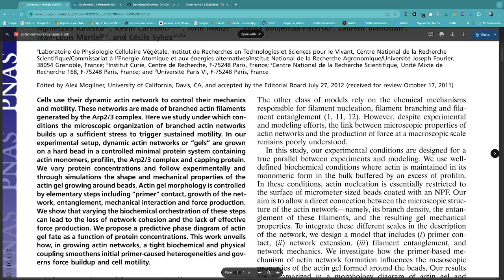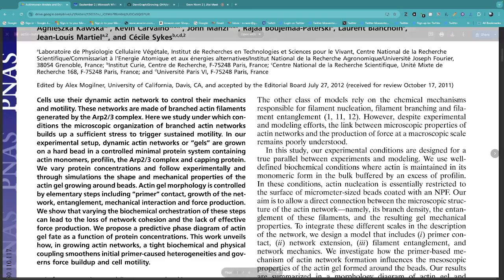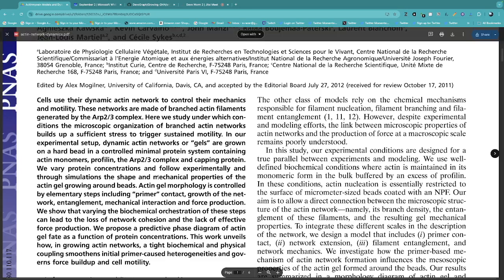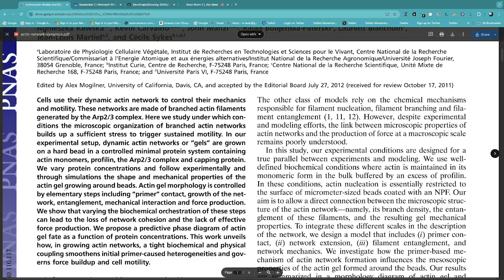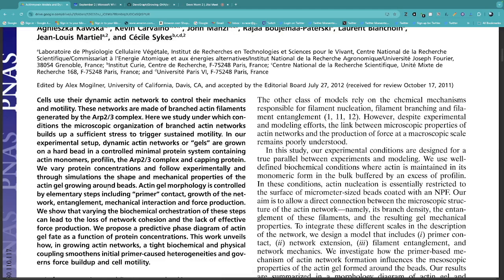We vary protein concentrations and follow experimentally and through simulations the shape and mechanical properties of the actin gel growing around beads. So we have this actin network as a gel. It's being modeled within the minimal components of the actin network in the gel, and it behaves. This is a good analog for the actin network itself.